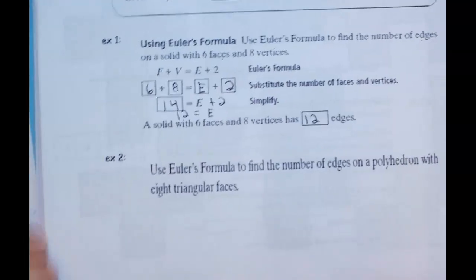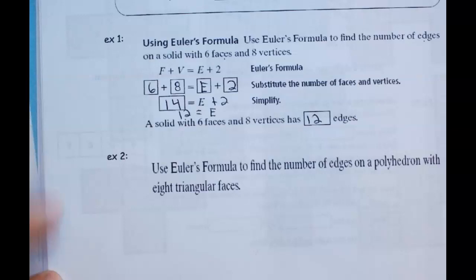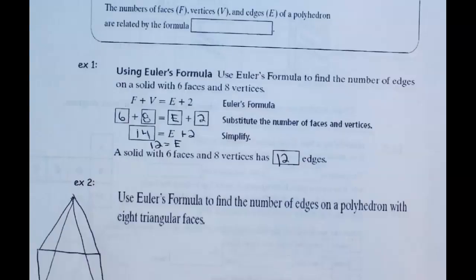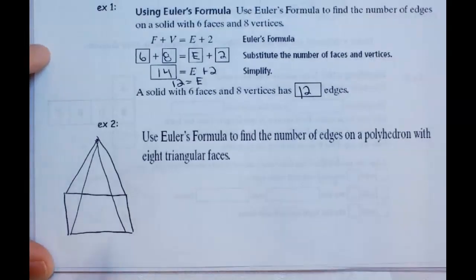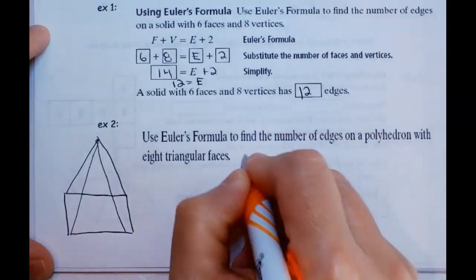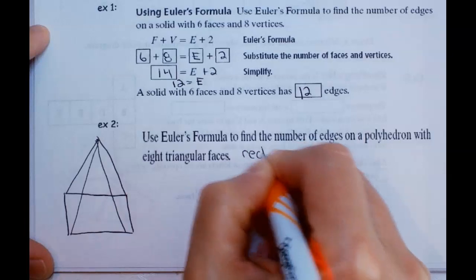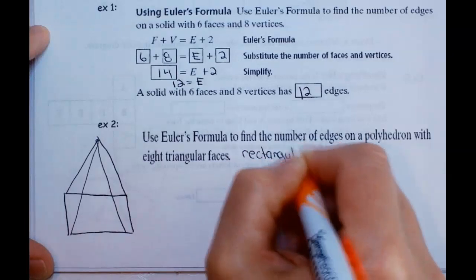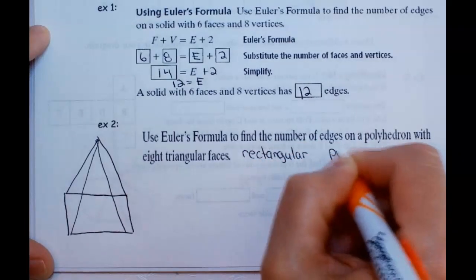Okay, let's go look at another one. It says we're looking for the number of edges on a polyhedron with 8 triangular faces. Okay, I'm going to change this second example. I'm going to give us the following. This would be considered a rectangular pyramid.